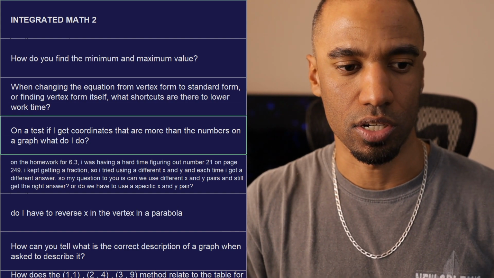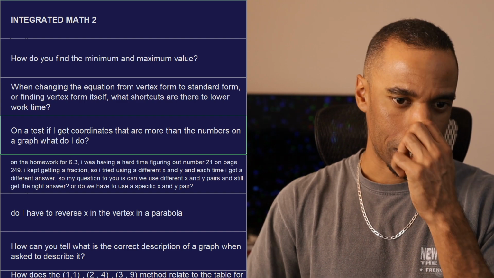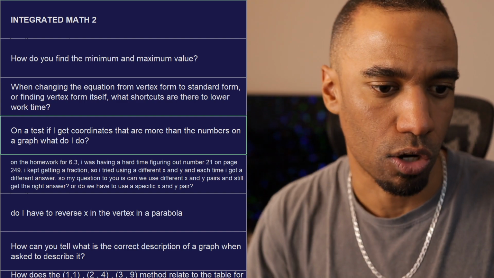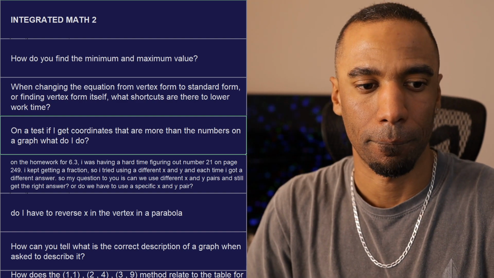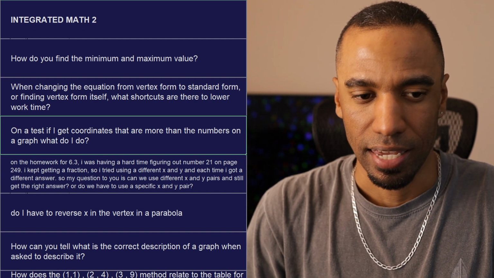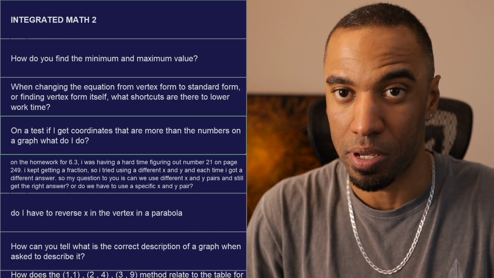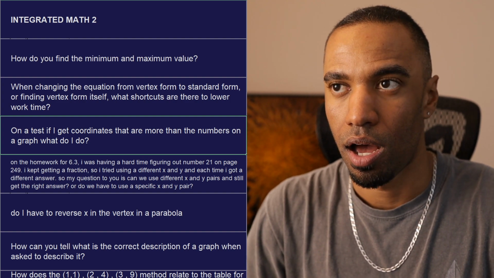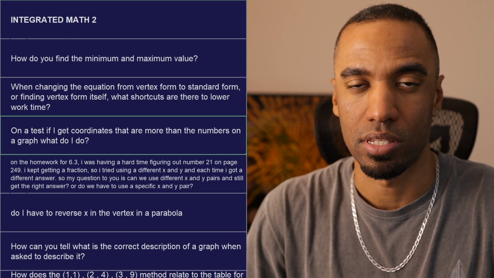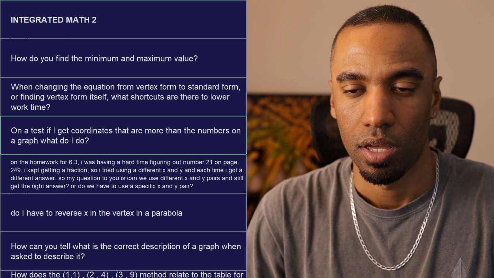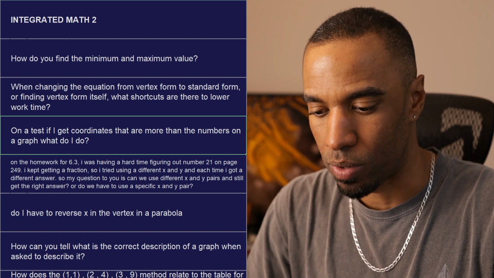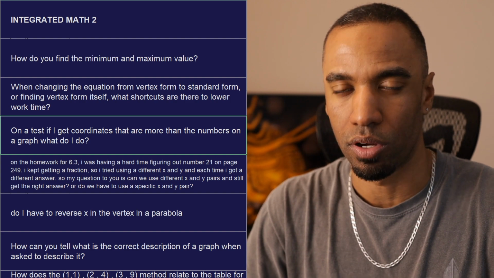All right, thank you for the question. Here's the next one. On a test, if I get coordinates that are more than the numbers on a graph, what do I do? I guess you mean if you are plotting, if you calculate and compute a point that goes beyond your graphing window, I would find extra points that fit in your graphing window. If they don't fit in your graphing window, then you've graphed as many as you could.